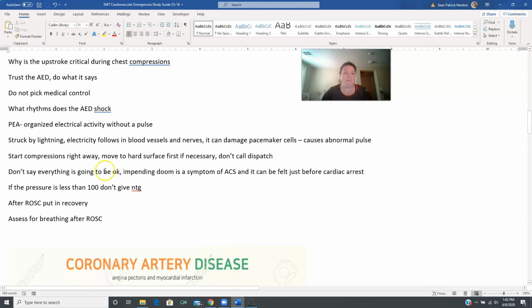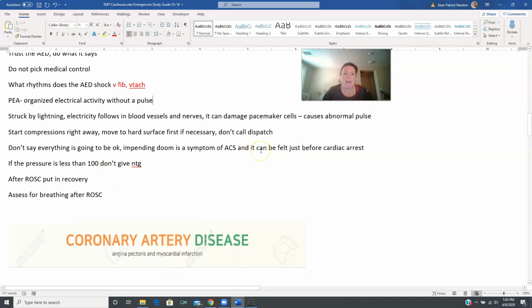That's always wrong. What rhythms does the AED shock? VFib and VTAC. It does not shock PEA. What is PEA? That's when you have an organized electrical rhythm. So you have a PQRS complex. It looks perfect on the monitor, but there's no heart rate. And the AED does not shock that.